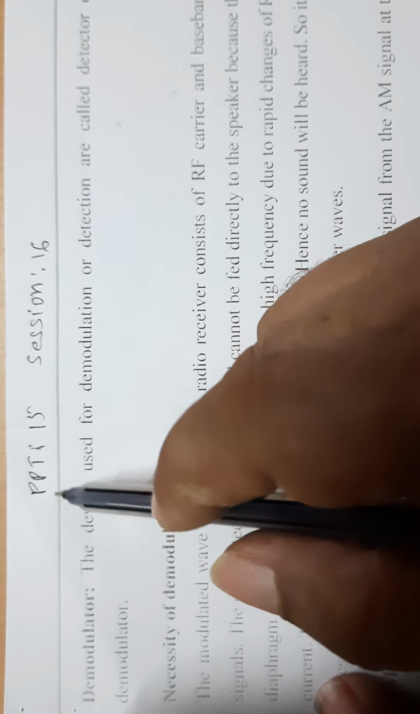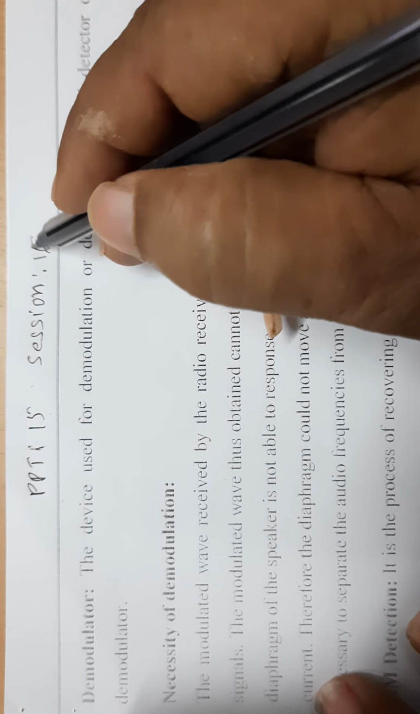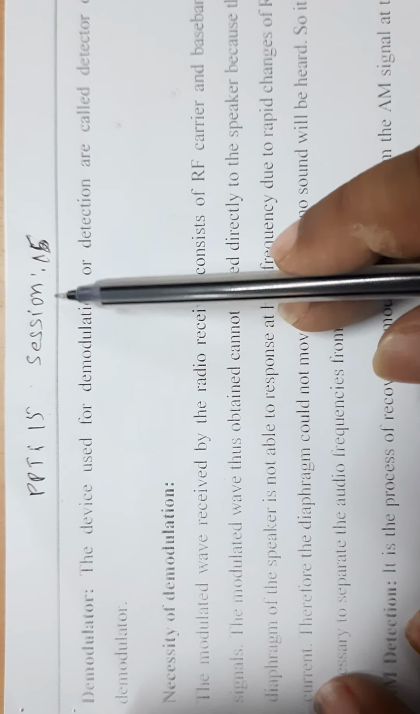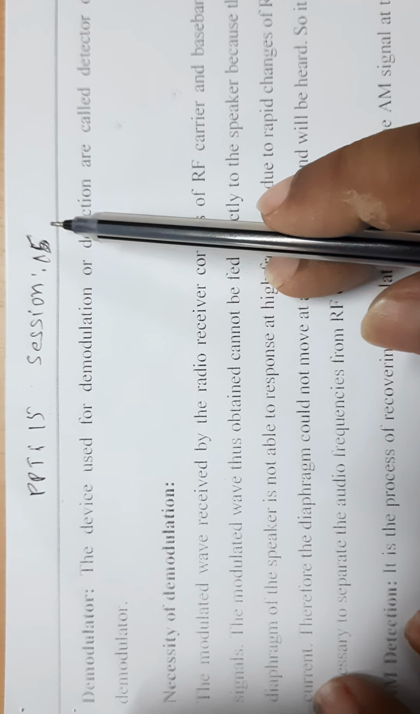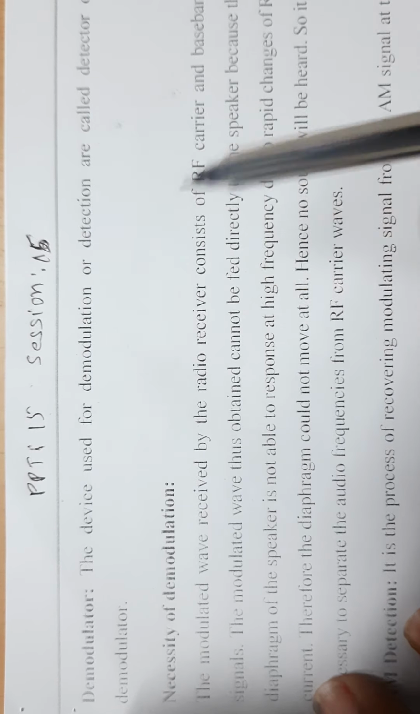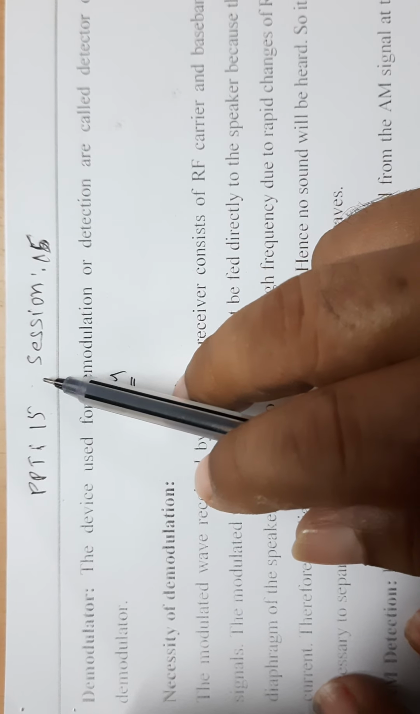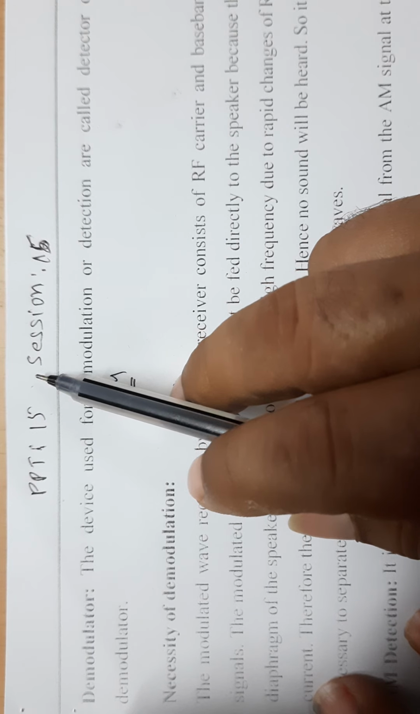Now we will discuss PPT 15, that is session 15. In PPT 15, we are going to explain demodulation of amplitude modulated wave. In the previous session, we discussed the generation of amplitude modulated wave, that is modulation of AM wave using emitter modulation. Now we will discuss the demodulation.